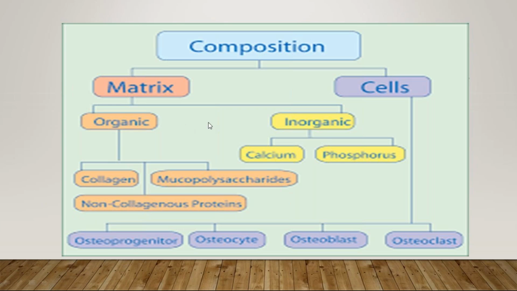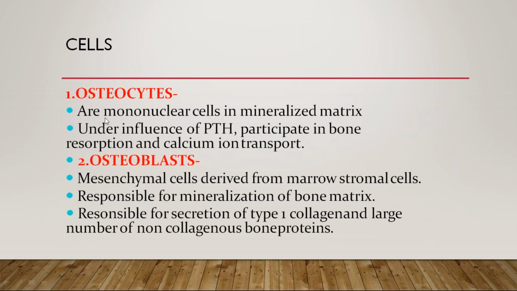In the matrix, there is organic and inorganic. In inorganic, calcium and phosphorus are inorganic, and organic are collagen, non-collagenous proteins and mucopolysaccharides. Coming to the cells, that is osteocytes.